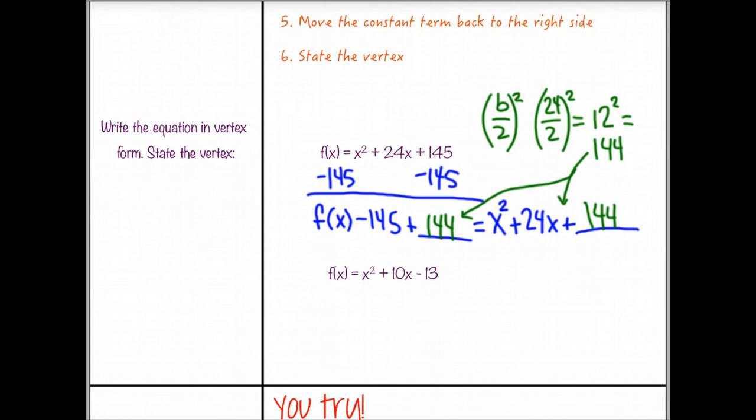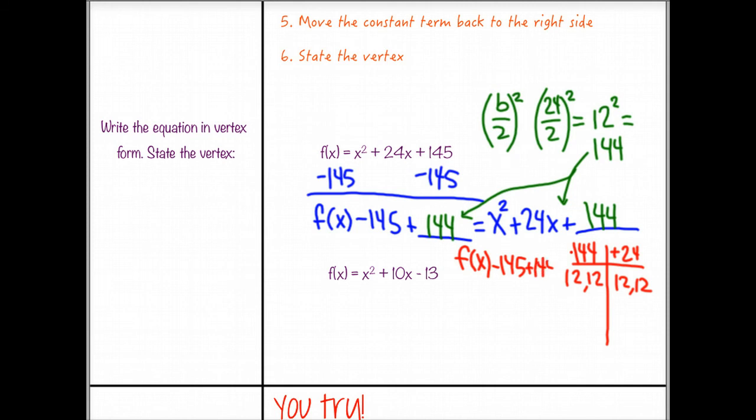The next step we can take is to factor here on the right-hand side. So I'm going to make a t-table. And our numbers must multiply to 144 and add to positive 24. Those numbers are 12 and 12. So now we would rewrite it as f of x minus 145 plus 144. We can combine these two to say f of x minus 1 is equal to, now we're going to factor, so we have x plus 12 squared.